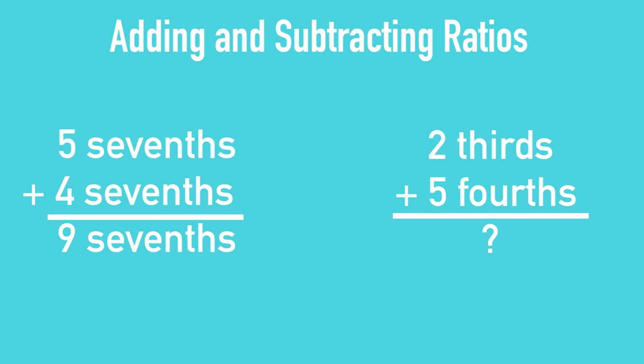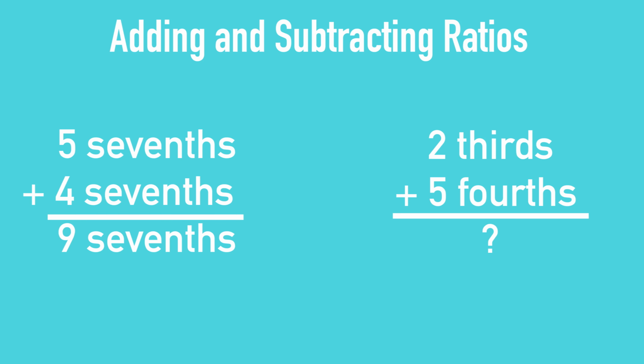We will start by adding and subtracting. Just like when we add and subtract radicals and powers, we need to have like terms. In fractions, this is determined by the denominator. Think about it. If we add 5/7 and 4/7, we get 9/7. But if we add 2/3 and 5/4, the solution is not as clear.